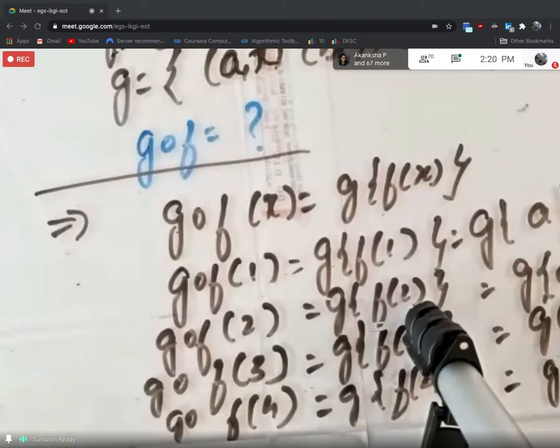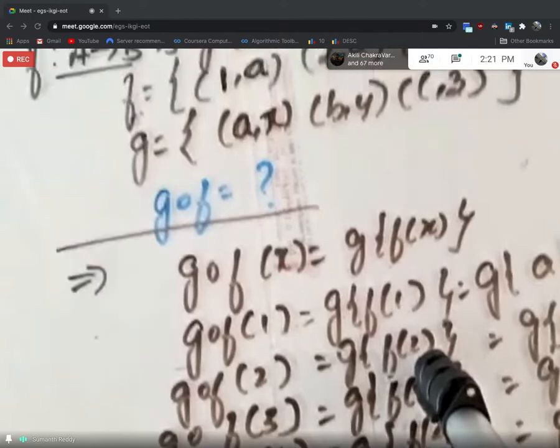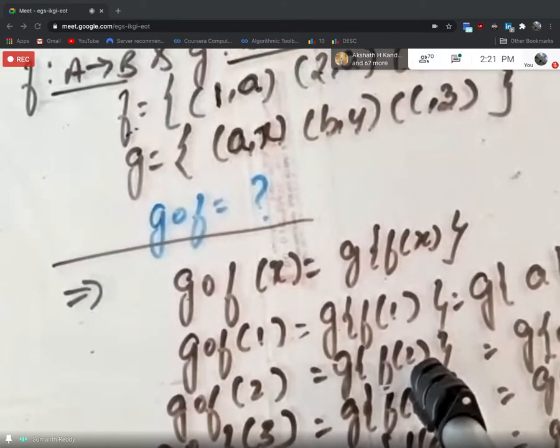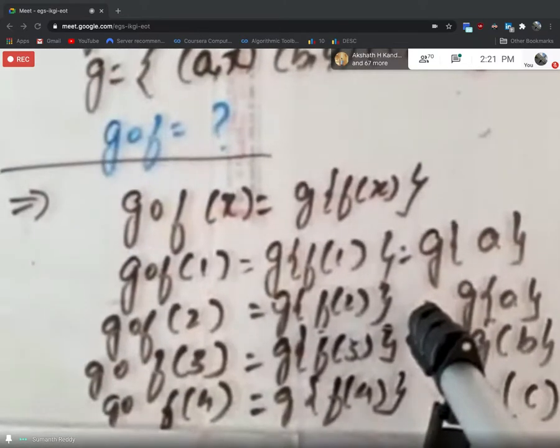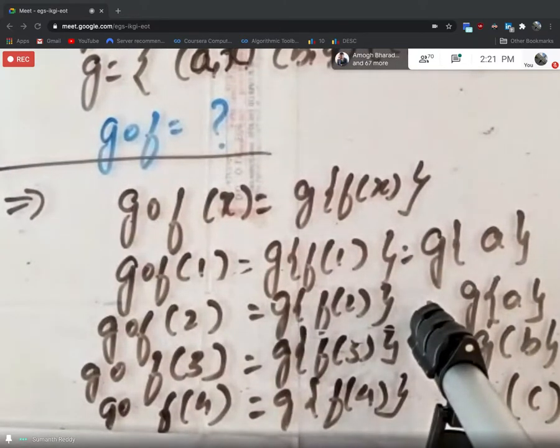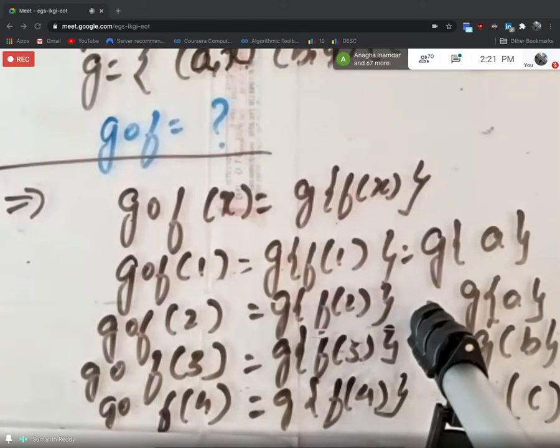And further, you just have to look at the ordered pairs with respect to the function g. When you apply the function g on A, it leads to X, on B it leads to Y, and on C it leads to Z. So g of A will be equal to X, and g of B will be equal to Y. Sorry, this is again A, right? So again g of A means it will be X only. g of B will be equal to Y, and g of C will be equal to Z.